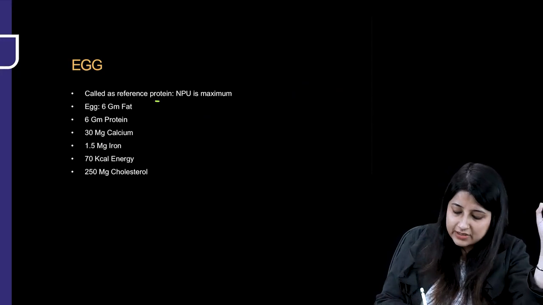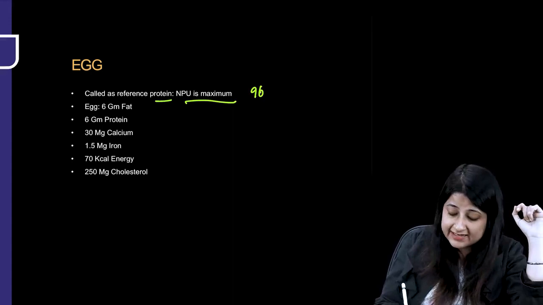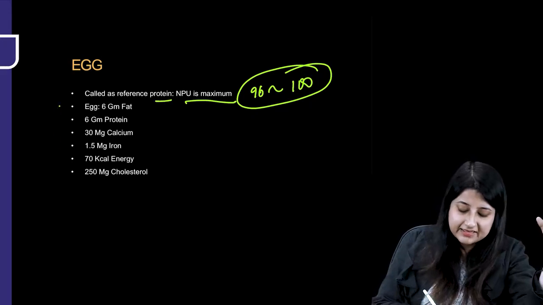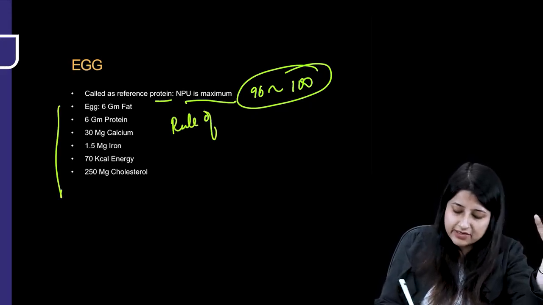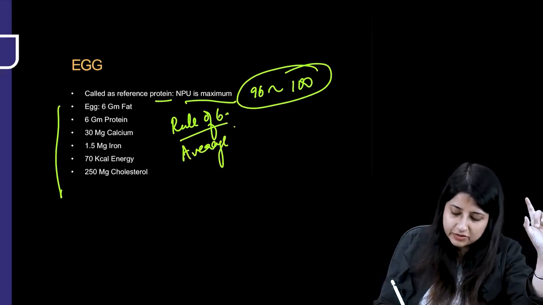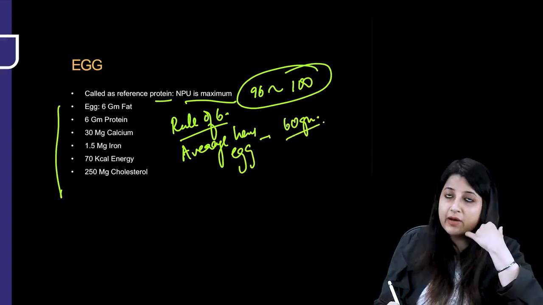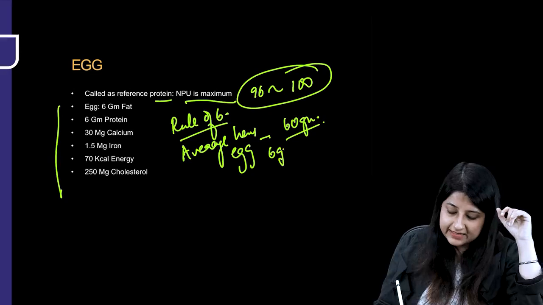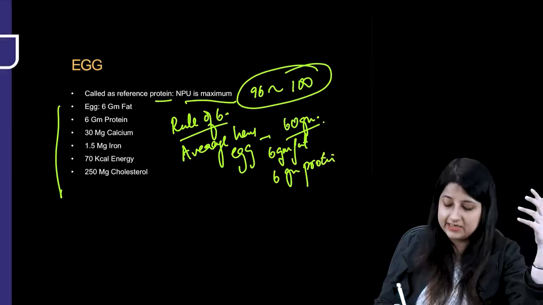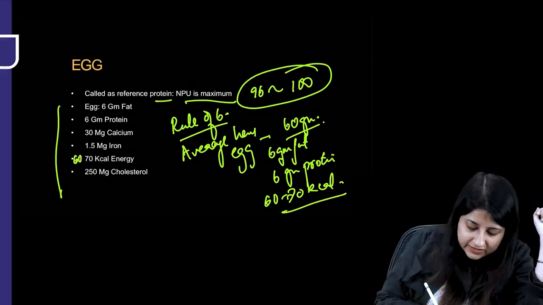Eggs are called the reference protein because they have the maximum net protein utilization, 96, which is almost similar to 100. And what do eggs contain? I've taught you this before also. You can remember the rule of 6. An average hen's egg weighs 60 grams. It provides 6 gram fat, 6 gram protein, and 60 to 70 kilocalorie energy.